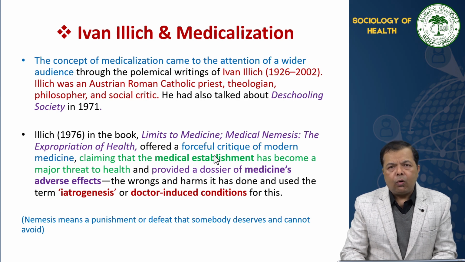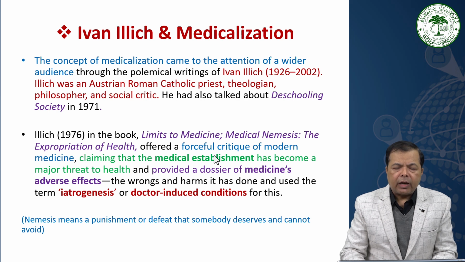Now, Illich is known to most of the students of sociology for his social criticism of the formal institution of school. He wrote a book, Deschooling Society, in 1971, and there he advocated for deschooling societies. That means he was a big critic of the formal institutions of school. So we are not talking about that, but I thought that you might know Illich for that contribution.